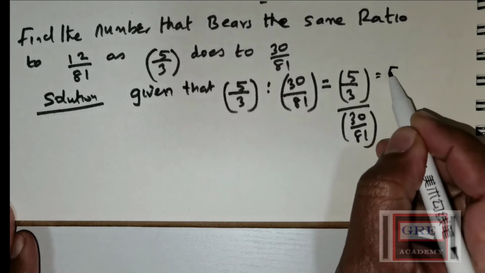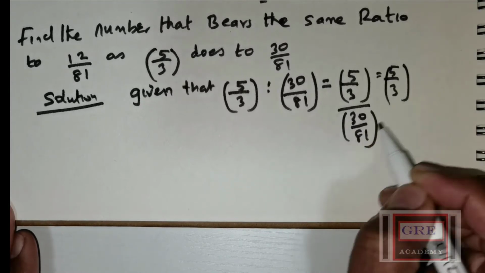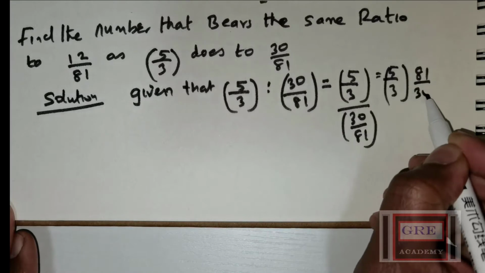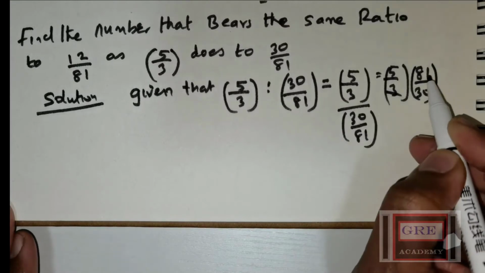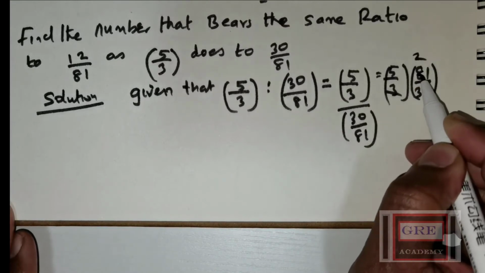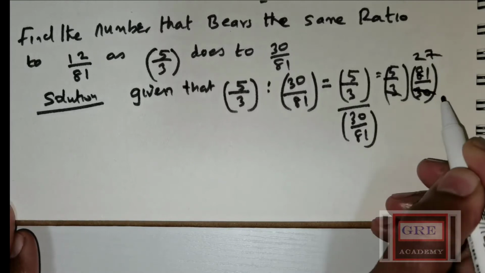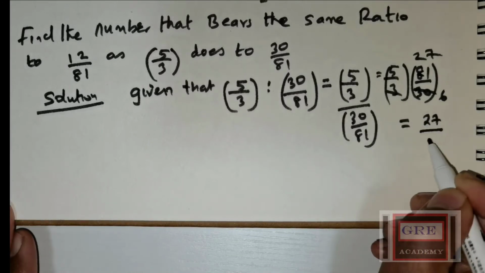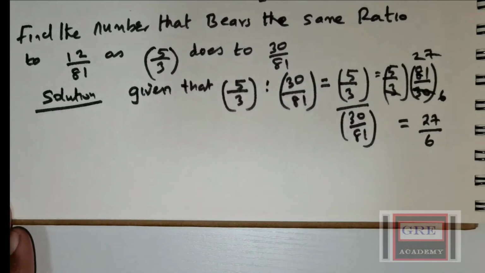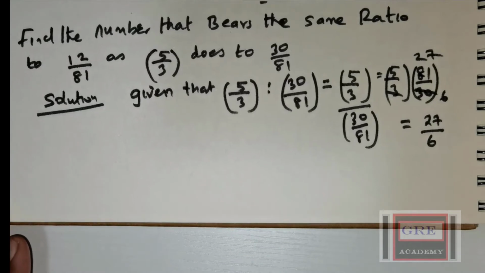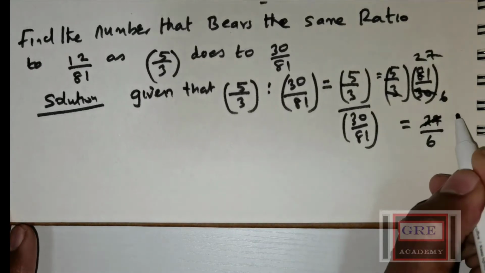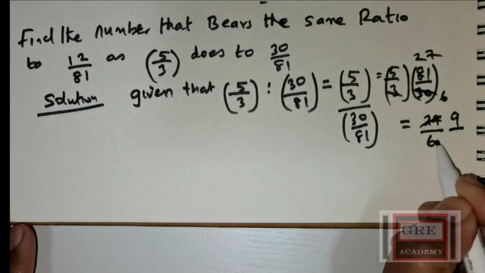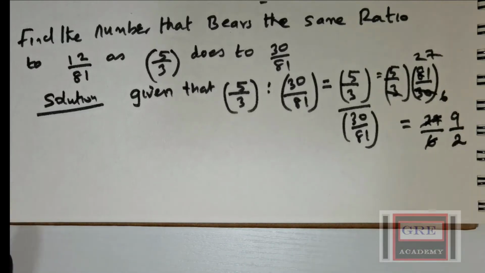So that is equal to 5 over 3. When you flip this, it will become 81 over 30. Now 3 divides 8 2 times, and then you carry out 2, that's 21. So it's going to be 7 there, and it's going to be 6 here. So we have got 27 is to 6. Now you can reduce this by 9. 3 times 9 is 27, 3 times 2 is 6. So you got 9 over 2.